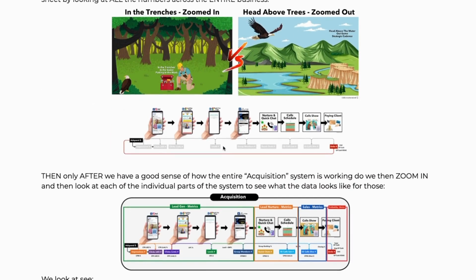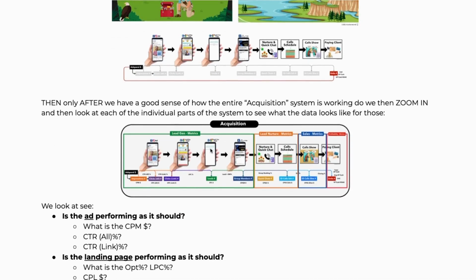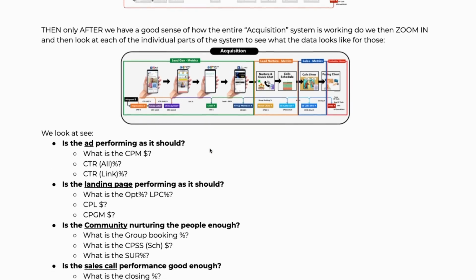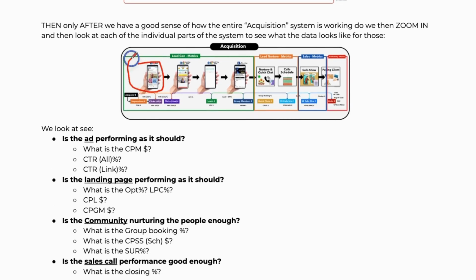Now we can actually zoom into the trees, zoom into the trenches, and look at the individual parts and say, hey, is the ad performing how it should? Is the landing page performing how it should? Is the community nurturing as it should? Is the sales call performing the way that it should be? This is all that we're able to do. But first we're looking at acquisition metrics, profitability metrics.